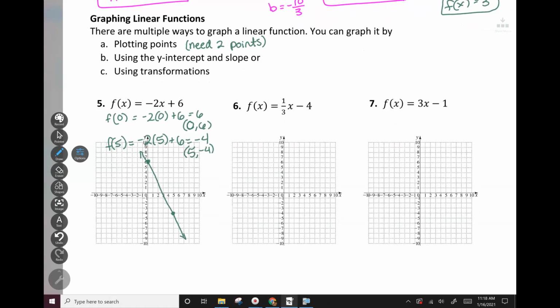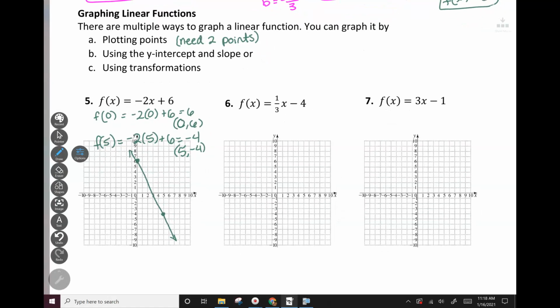So let's look at that on number 6. First, plot the y-intercept. I'm going to use a different color. Plot the y-intercept at negative 4. And then you will just use your slope here. Remember, it's rise over run. So this is going to go up 1 and to the right 3. Up 1, to the right 3. And then we can sketch the line through those 2 points.